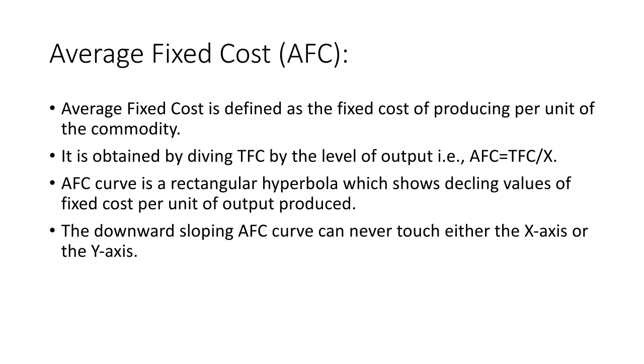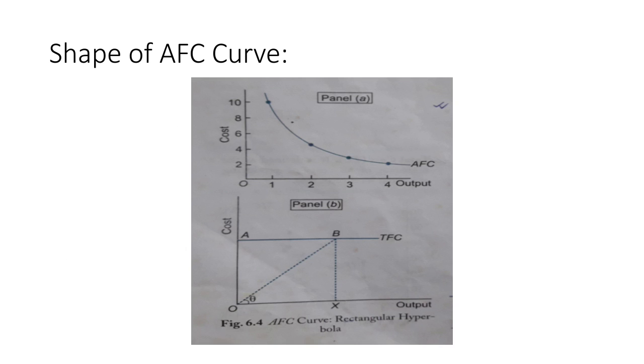When we go on increasing the level of output, AFC goes on declining. Why? Because TFC is a fixed one. But the downward sloping AFC curve can never touch either the x-axis or the y-axis. So here you can see the rectangular hyperbola shape of the AFC curve.